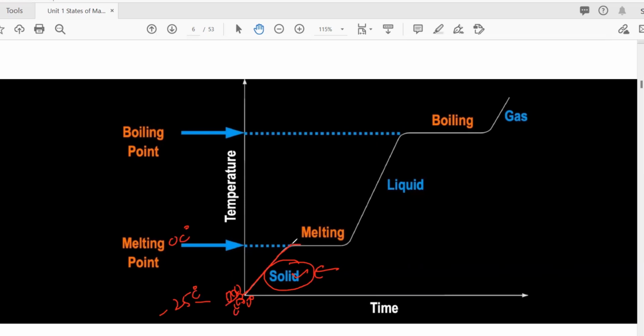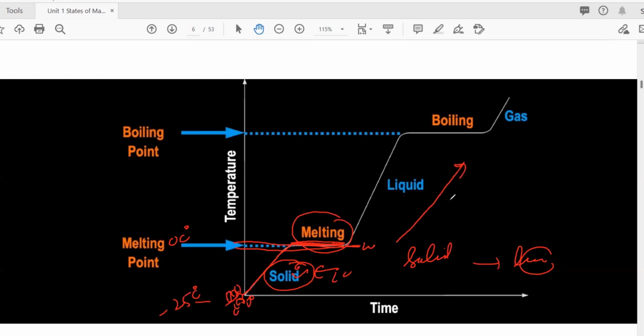When the melting point is reached, you can see the temperature is not increasing. This straight line shows that the temperature is not increasing. So where is the heat going? Heat is converting solid into liquid. When all the solid becomes liquid, meaning the ice becomes water here, then again the temperature starts to increase.